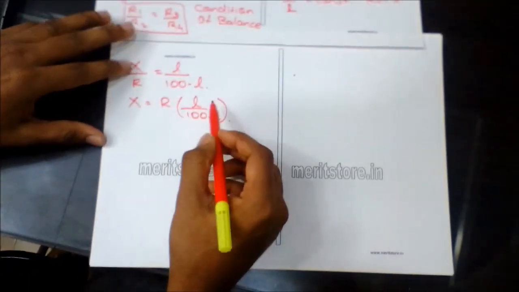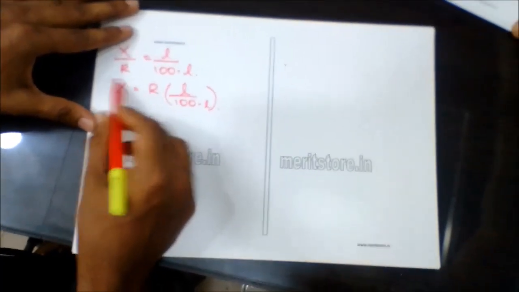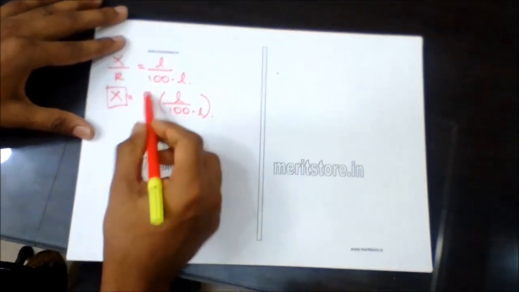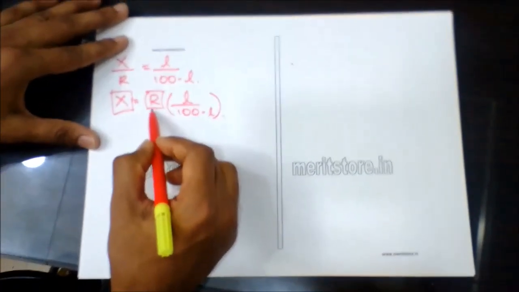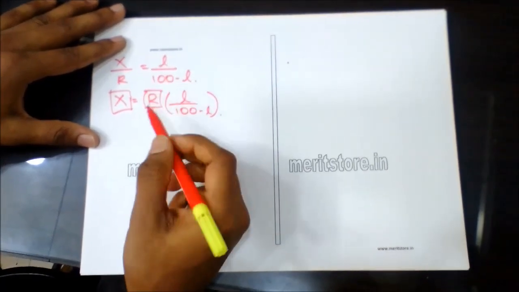This relation is useful to find out the value of unknown resistances, when we know the value of standard resistance R, which can be selected from the resistance box.